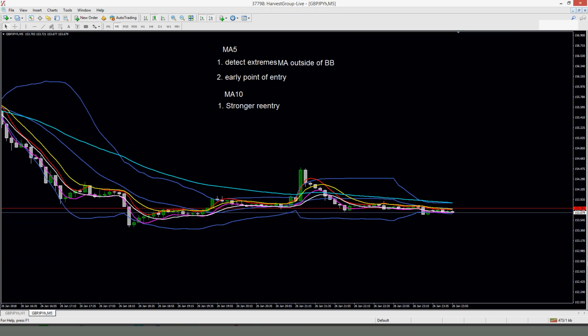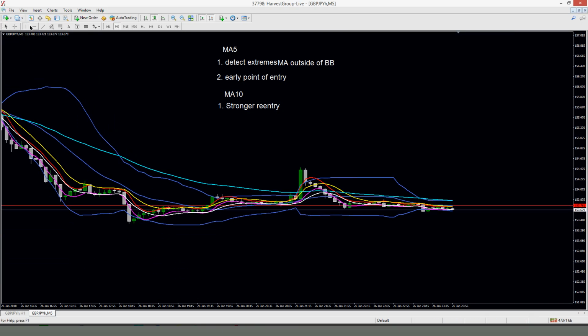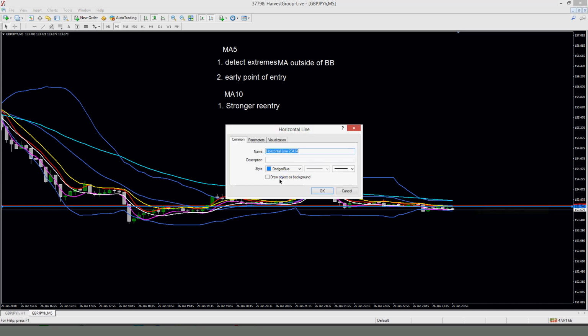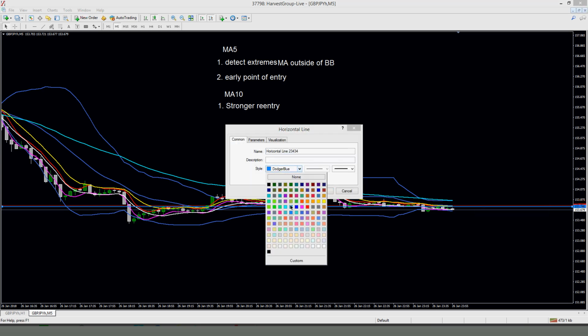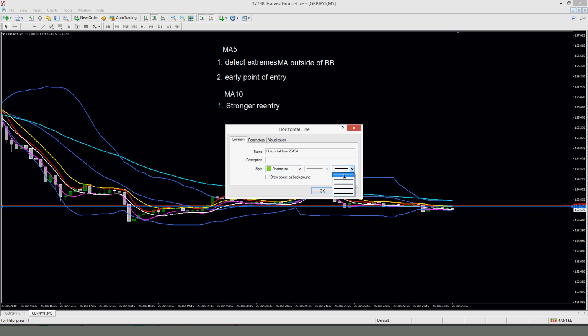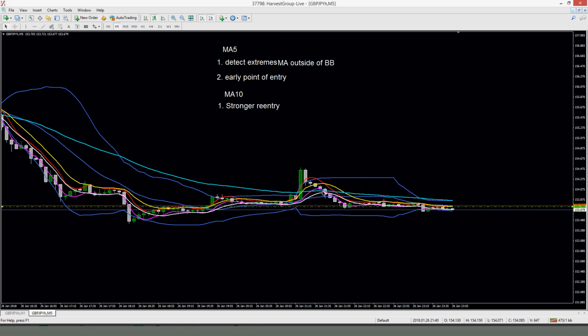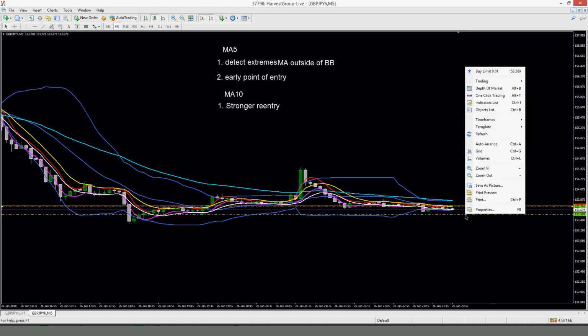Let's say, for example, that you enter a sell at this point. Let me make it more realistic for you. Let's say you just enter a sell over here, and after 10 pips, for example, or 20 pips over here, then you can lock in your profits.